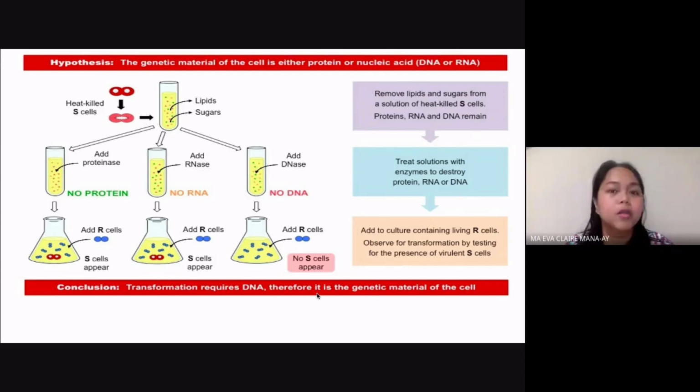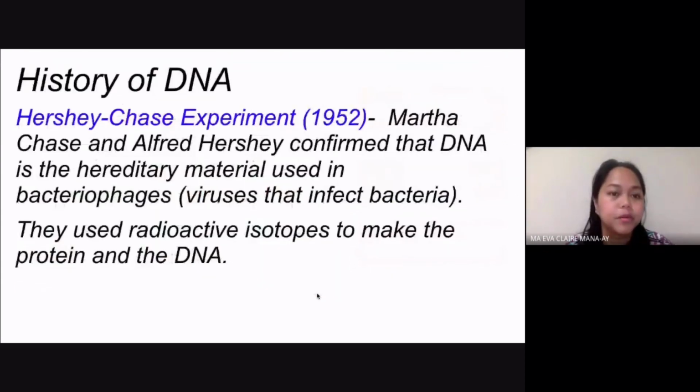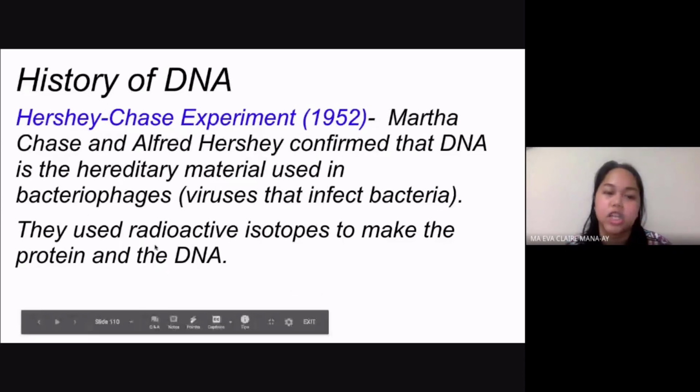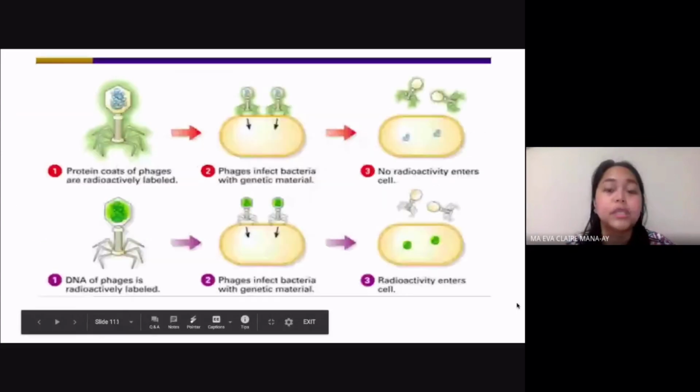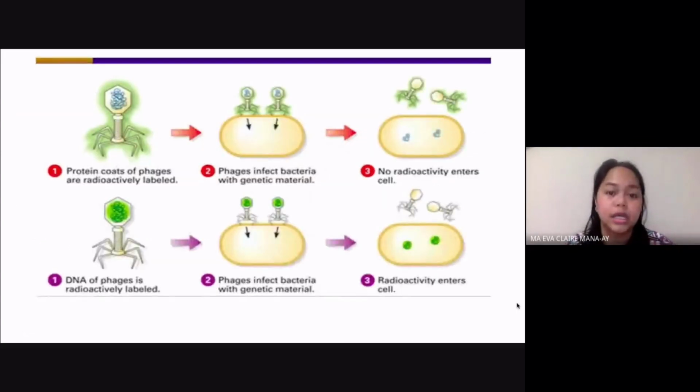Now, another experiment was done by two very important people, Martha Chase and Alfred Hershey. They confirmed that DNA is the hereditary material used in bacteriophages. When you say bacteriophages, these are viruses that can infect bacteria, and they used these in their experiment. So this was the experiment of Hershey and Chase.